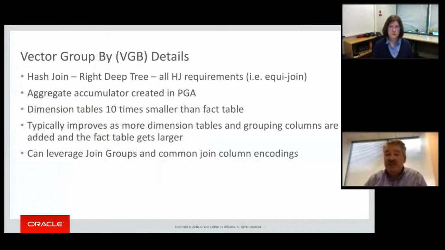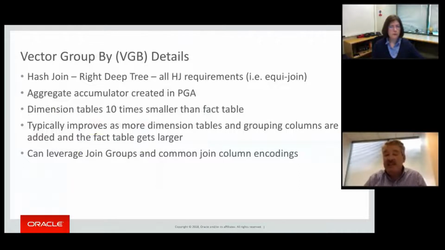The aggregate accumulator will be kept in that PGA. We'll talk a little bit more about that. Typically, to invoke an in-memory aggregation or vector group by, the dimension tables have to be at least 10 times smaller than the fact table. Since it is a cost-based decision, the cost of invoking the key vector creation and the aggregate accumulator creation, we basically use that heuristic to determine whether it's going to make sense to invoke the extra work, because we wouldn't want to do that for very small tables, because we wouldn't get the benefit we're expecting to get out of much larger tables.